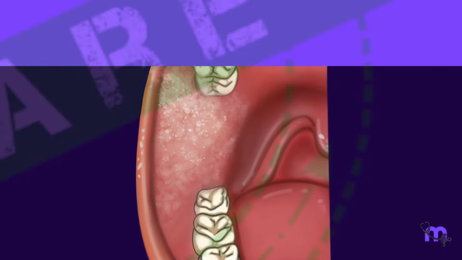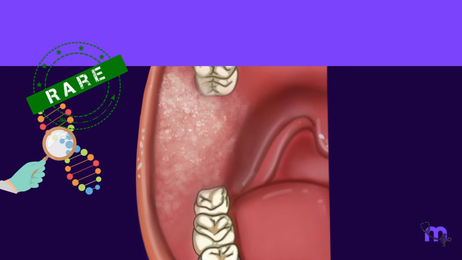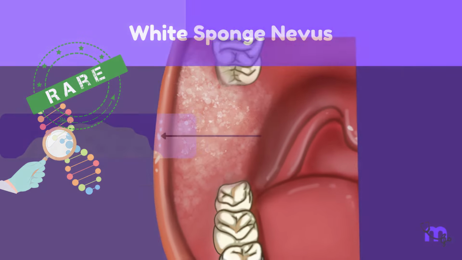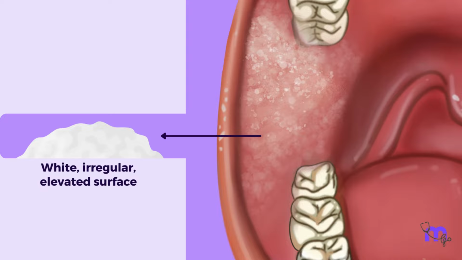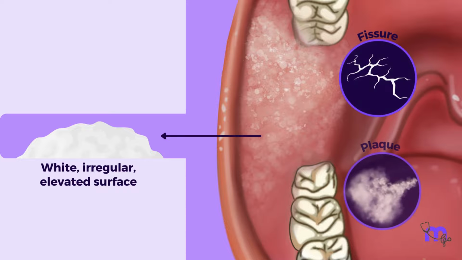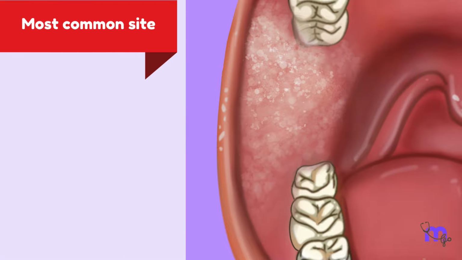Now let us take a look at a rare inherited condition called white sponge nevus. Clinically, it appears as a white, irregular, elevated surface that may develop fissures or plaque. The most common location for this lesion is the buccal mucosa.